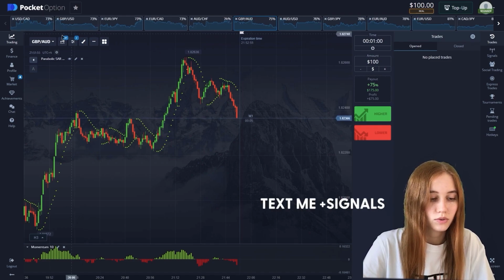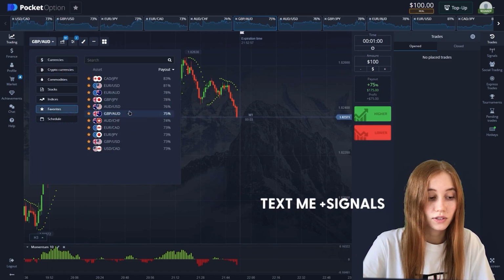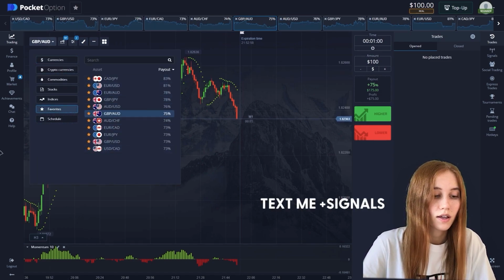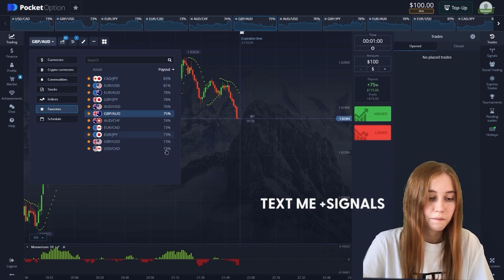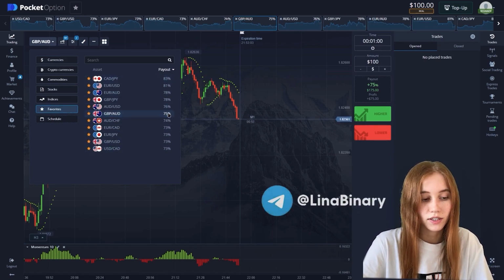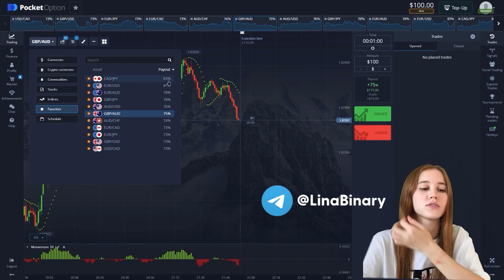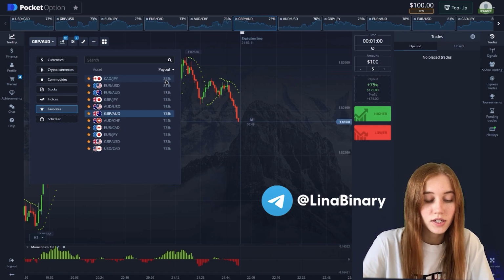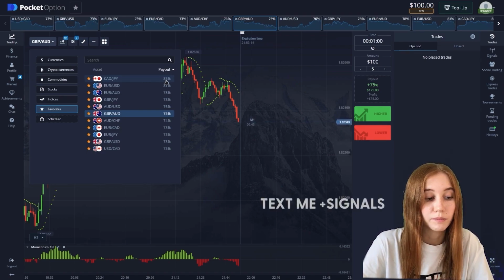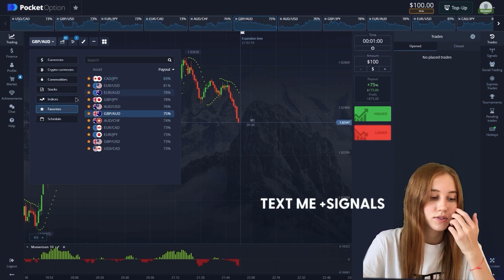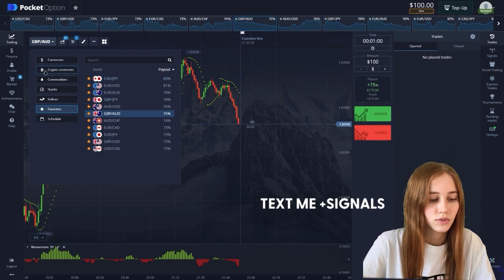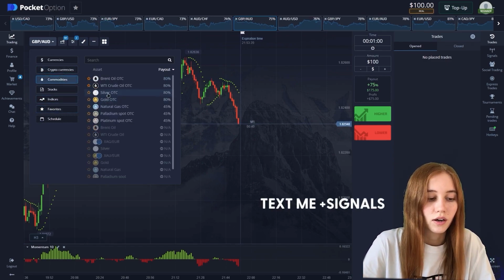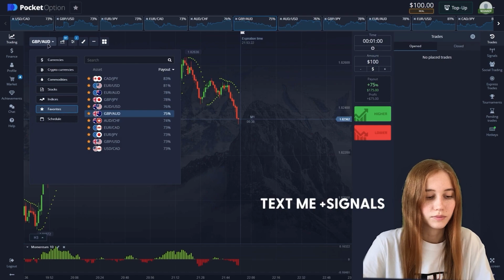We'll also trade on currency pairs. I choose these currency pairs for myself. They suit me perfectly. The payout percentage is above 70 everywhere. For example, if it's 83 and you place a bet of $100 and it comes in, then your profit will be $83. You can also trade crypto, gold, silver, and so on.